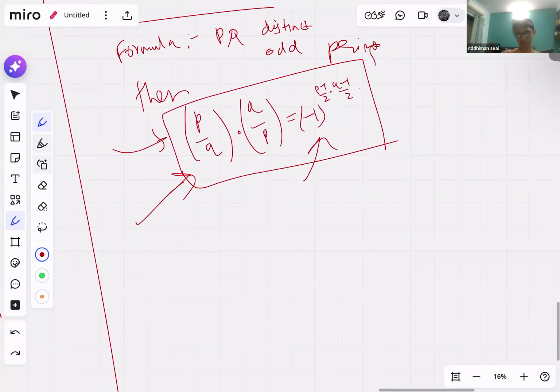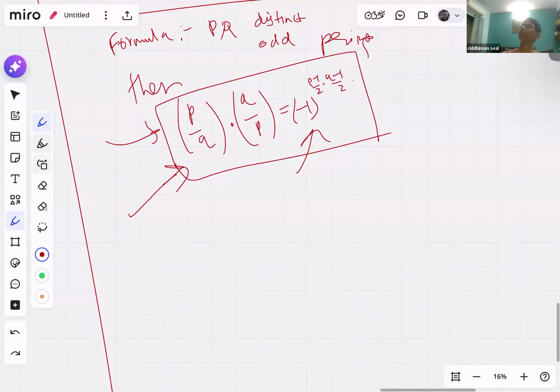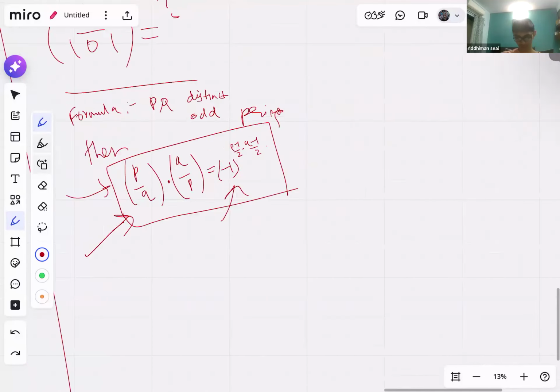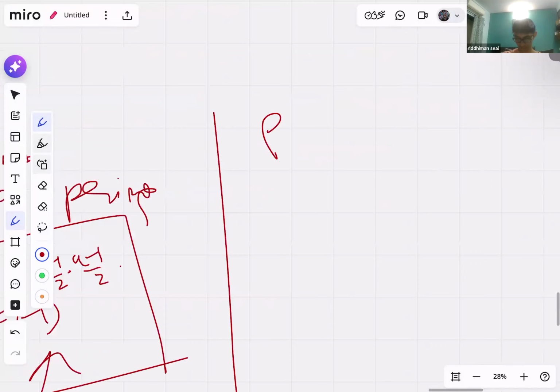So, usually we skip this proof, but I don't think we should skip this. Okay, I think we should do this, because this is a very interesting and very good proof.